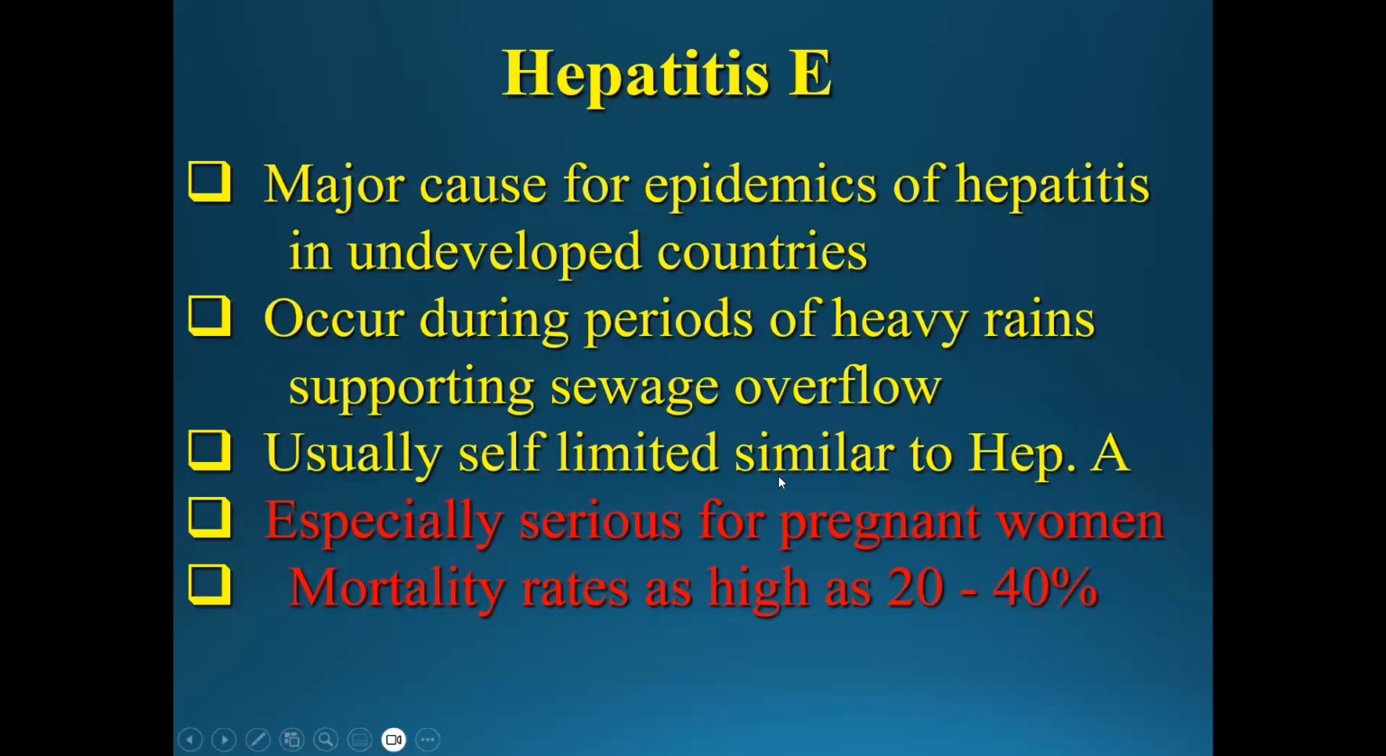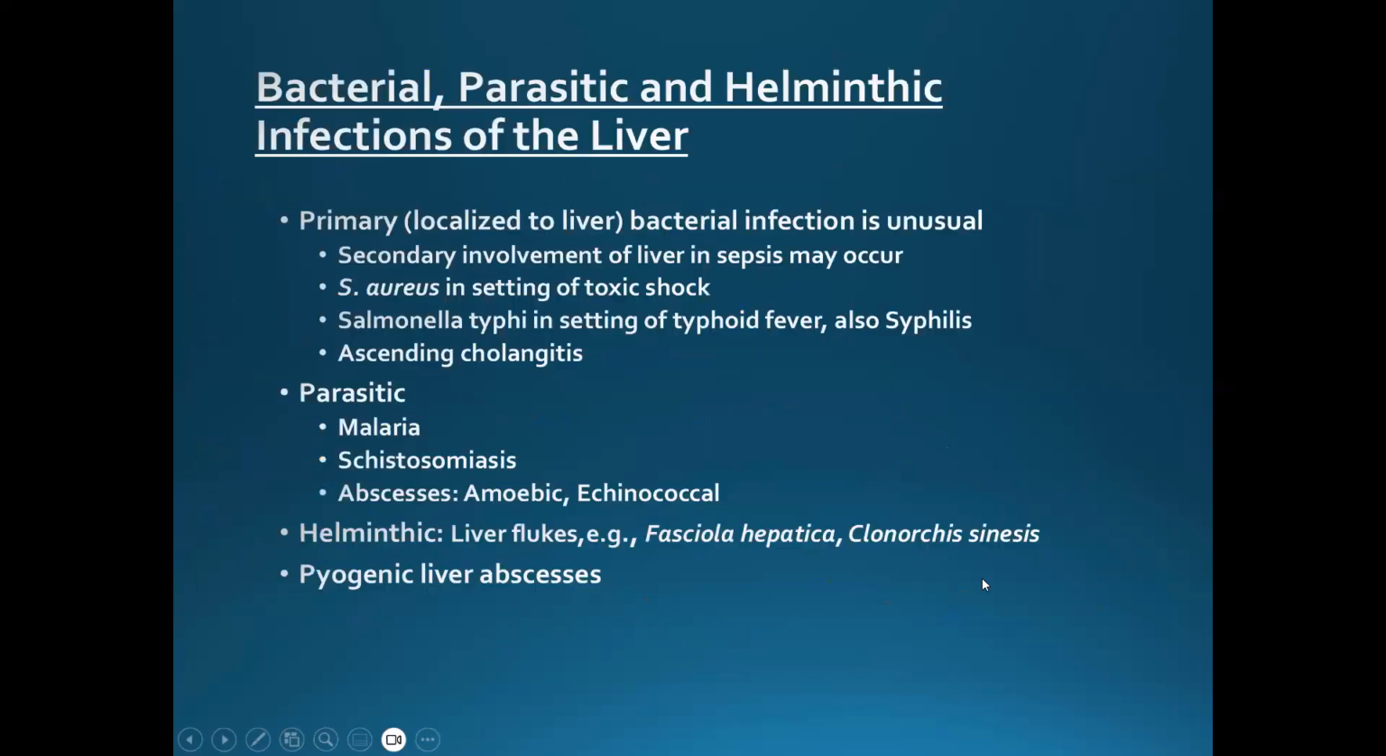So it is self-limited, similar to hepatitis A, but it's going to be particularly important when it happens in pregnant women, because when it happens in pregnant women, the mortality rates can be as high as 20 to 40%.